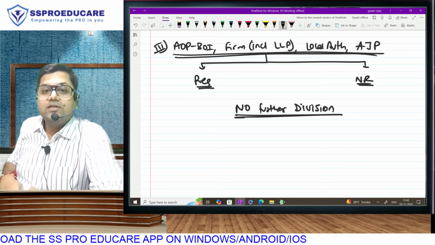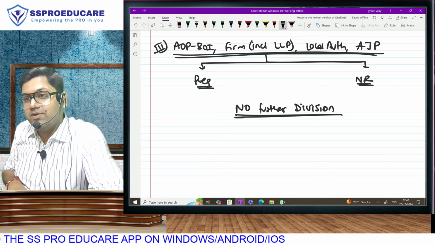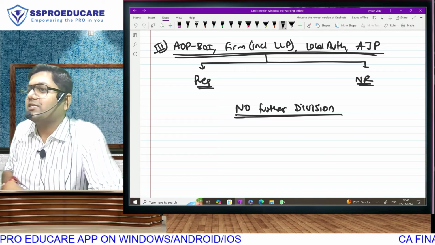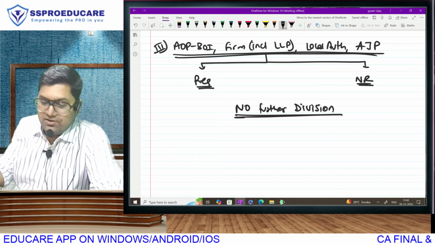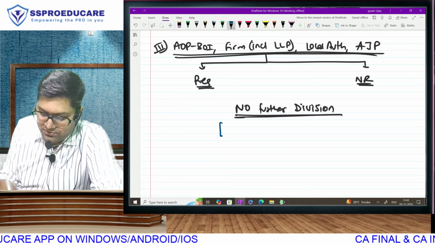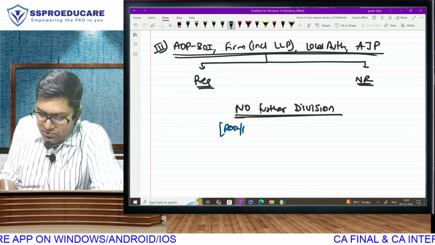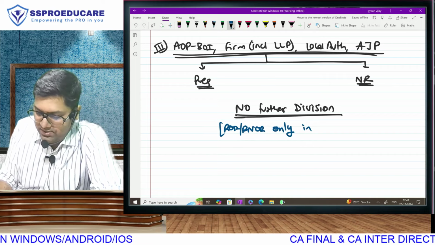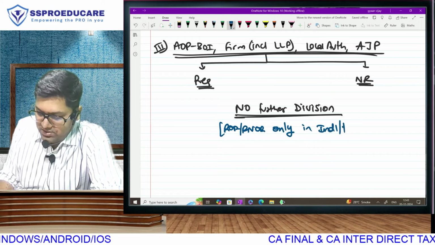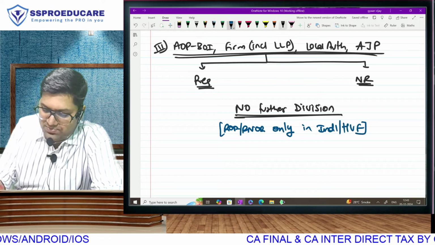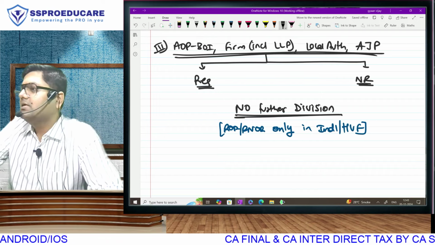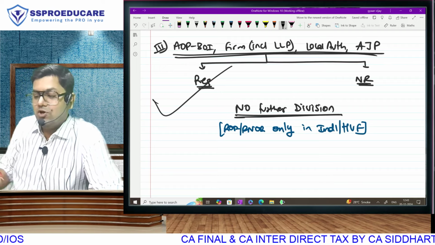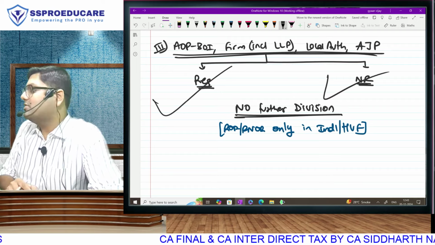Focus here. There is no further division, so I will avoid saying breakup. So the only classification is resident, non-resident. Or let me make this also clear for you. The concept of ROR, RNOR exists only and only in individual and HUF. In other cases, other assessees, there is no such division. So life is sorted. Resident will pay tax on global income. Non-resident will pay tax on Indian income.